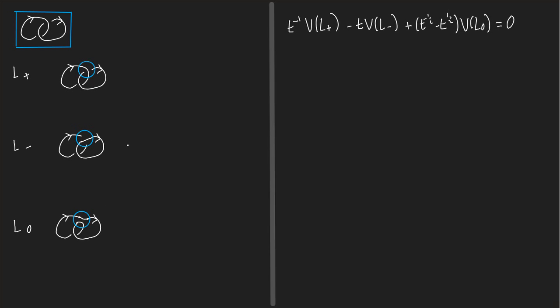Well, L minus, that's just the disjoint union of two unknots. It's the trivial link with two components. And L0, well, can you see that that's the unknot? And we already know the Jones polynomial of these two things. The Jones polynomial of the unknot is 1, and the Jones polynomial of the trivial link with two components, that's minus t to the half, minus t to the minus a half. Okay, so now we've got our skein relation.